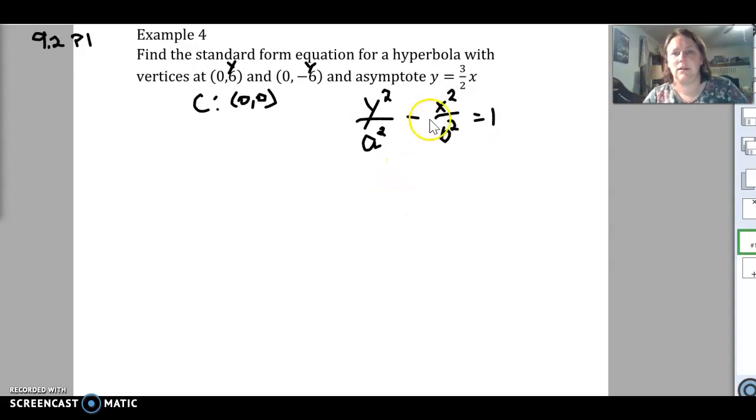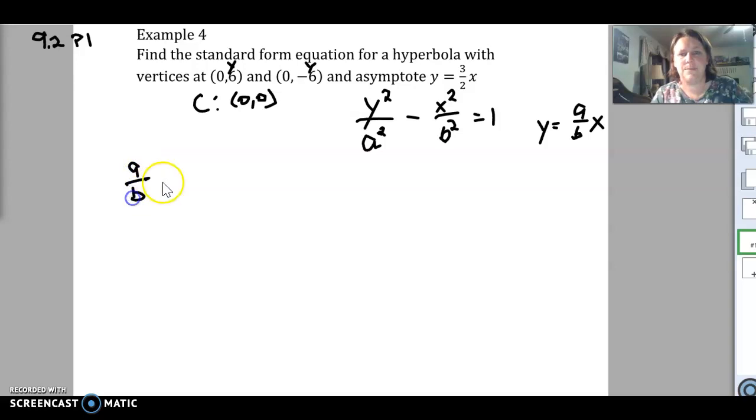And then we also know that the slope is always what's under the y value over what's under the x value. So it's going to be in the format of y equals a over b x. Okay, so that's the format that this slope is in. So let's write an equation for that. We know that a over b is equal to 3 over 2.